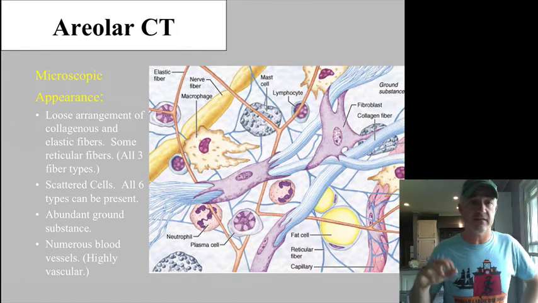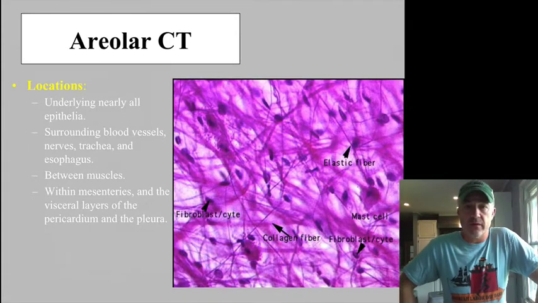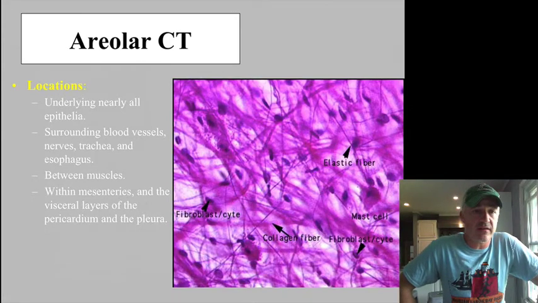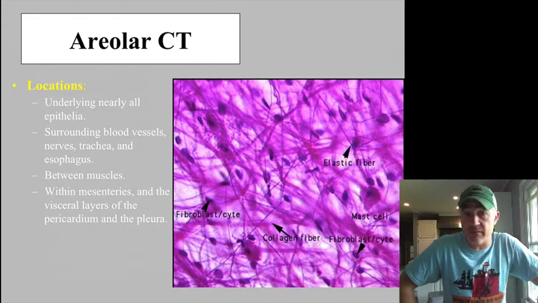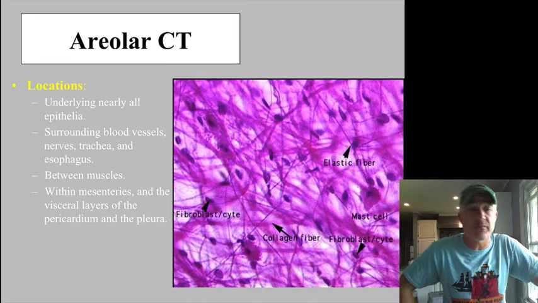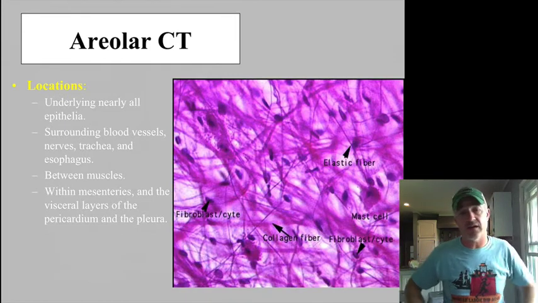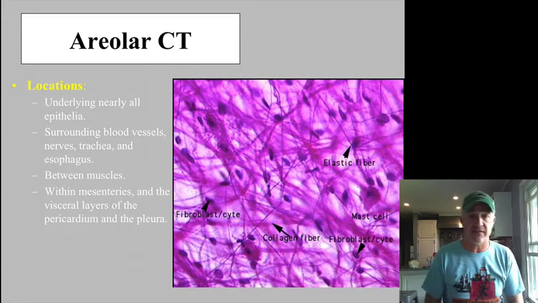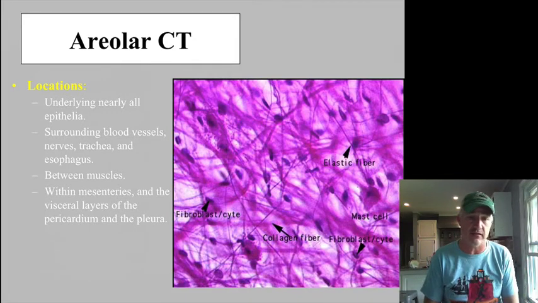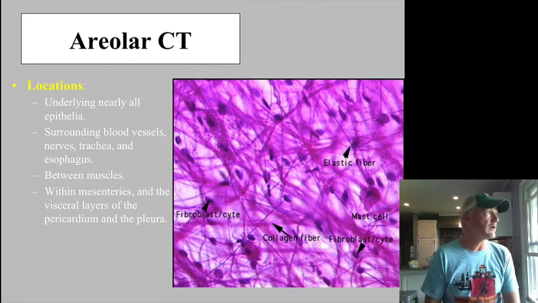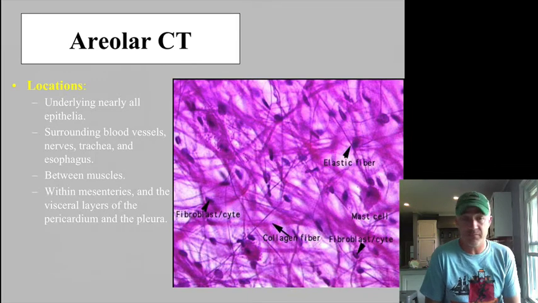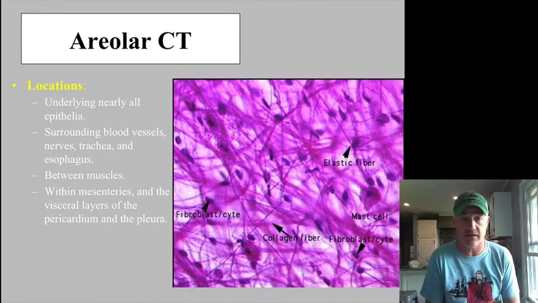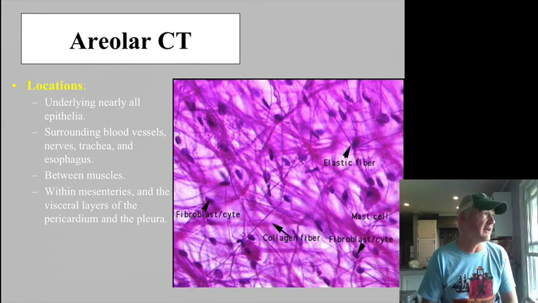You can see a lot of blood vessels traveling through these areas. Again, we see this really all over the place. So where do we find areolar connective tissue? It's the basement membrane that is underneath all epithelium. It surrounds every blood vessel, all our nerves, surrounds the trachea, surrounds the esophagus. It's between every muscle cell. So the simple answer of where we find areolar connective tissue is pretty much everywhere. This is also what underlies some of those visceral and parietal layers of our different body cavities as well.